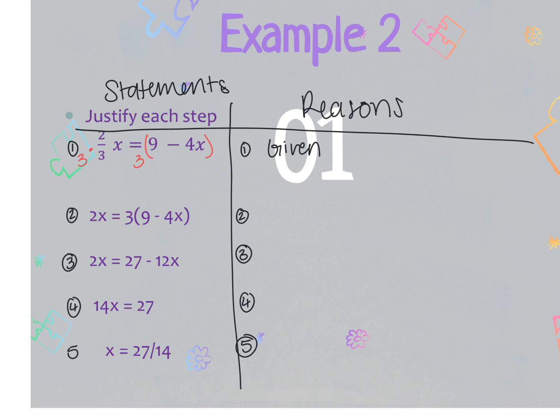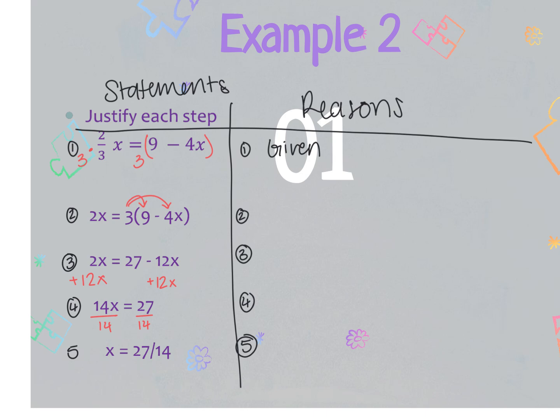How am I getting from step 2 to step 3? Yes, Camilla? I am now distributing. How am I getting from step 3 to step 4? Good, I am adding 12x to both sides. And then how am I getting from step 4 to step 5? Good, I'm dividing. So we kind of figured out what reasons we need to give because we kind of wrote out the steps and we said the steps.